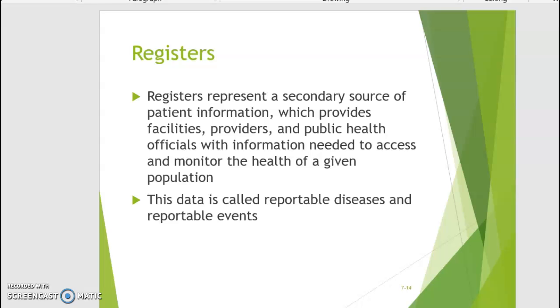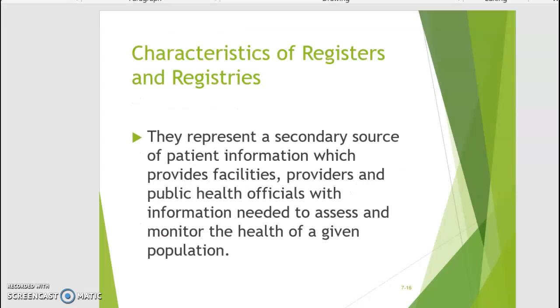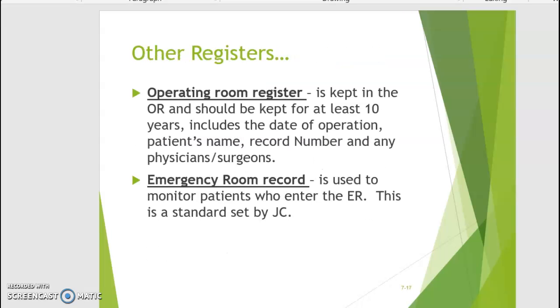This data is called reportable diseases and reportable events. You also have vital statistics. These are compiled for events which include births, deaths, fetal deaths, marriages, and divorces, and it's all maintained at the National Center for Health Statistics. So characteristics of registers or registries: they represent a secondary source of information. They help providers and facilities access information of the health of a given population.